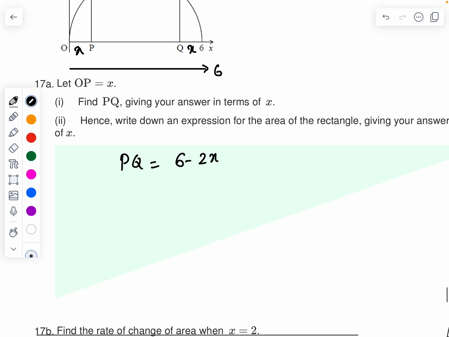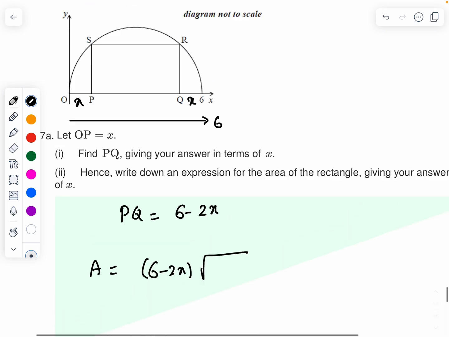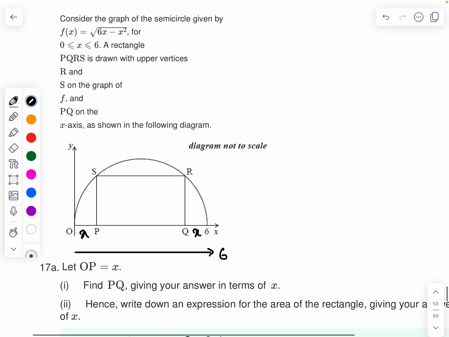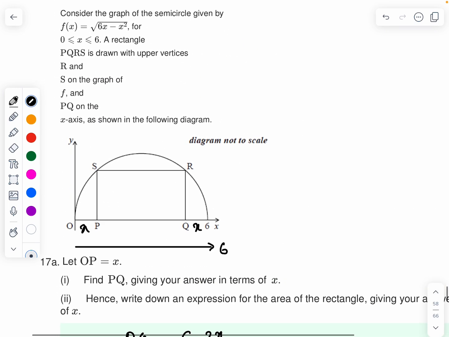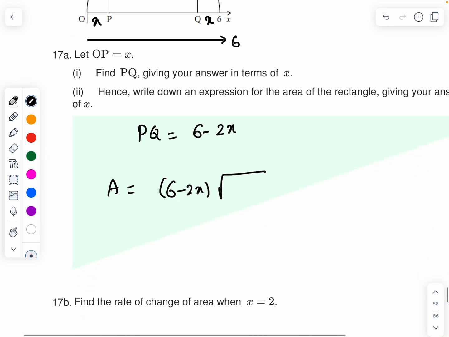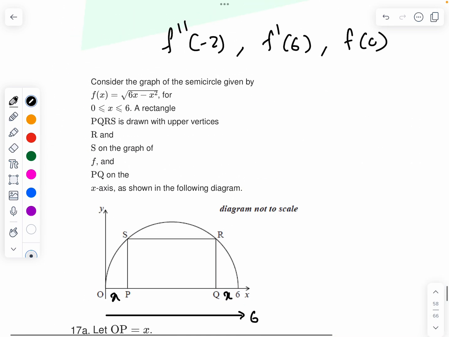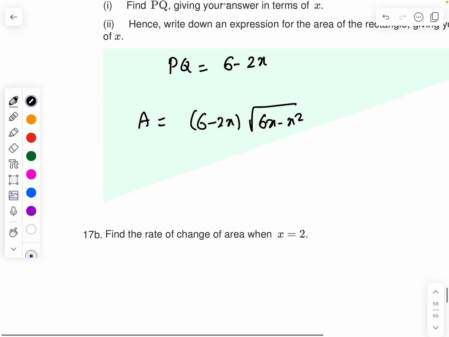Now area is going to be length times the width, which is the square root of 6x minus x square, because consider the graph of a semicircle. So this is the y value. Y value is 6x minus x square under root. So area equals length times width. So length is 6 minus 2x and the width is square root of 6x minus x square.